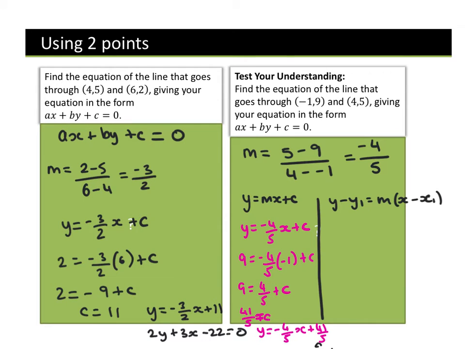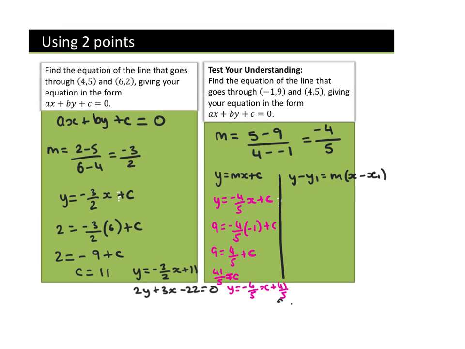It wants it in the form ax plus by plus c equals 0. I want integer solutions. So they have a common denominator of 5, so I'm going to multiply everything by 5. 5y plus 4x minus 41 equals 0. Okay, and that's just rearranging it. And these steps we looked at earlier, so we should be confident with that.